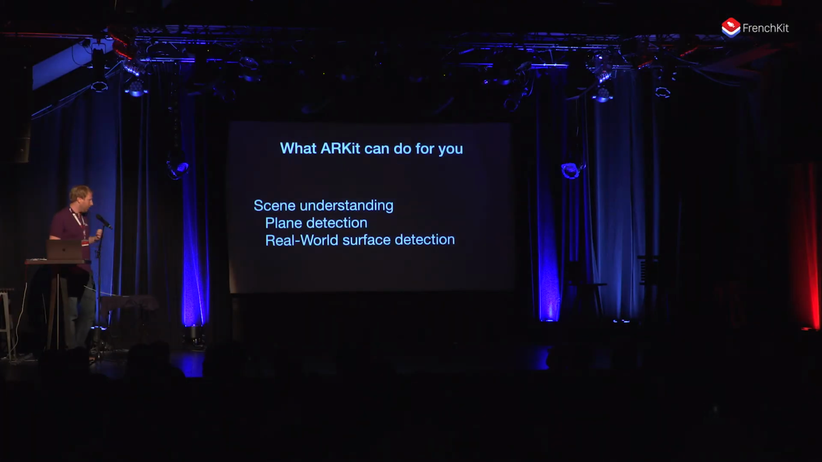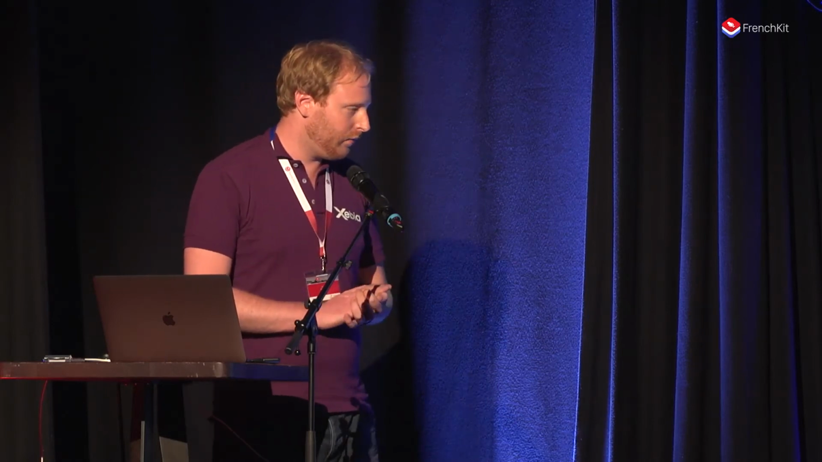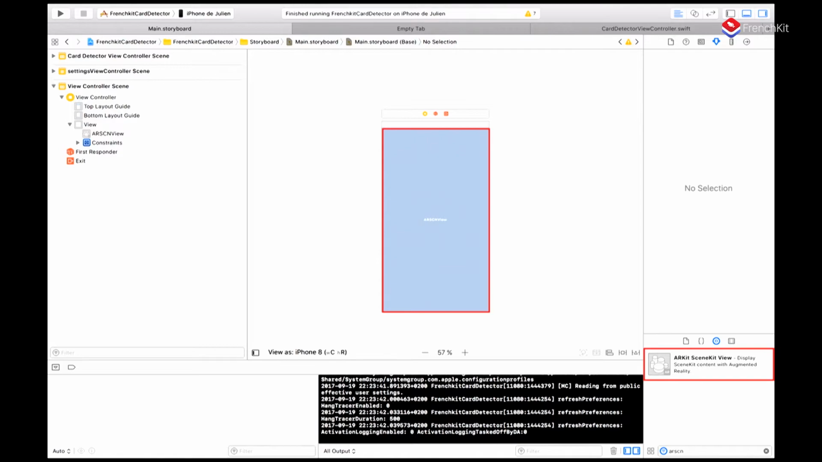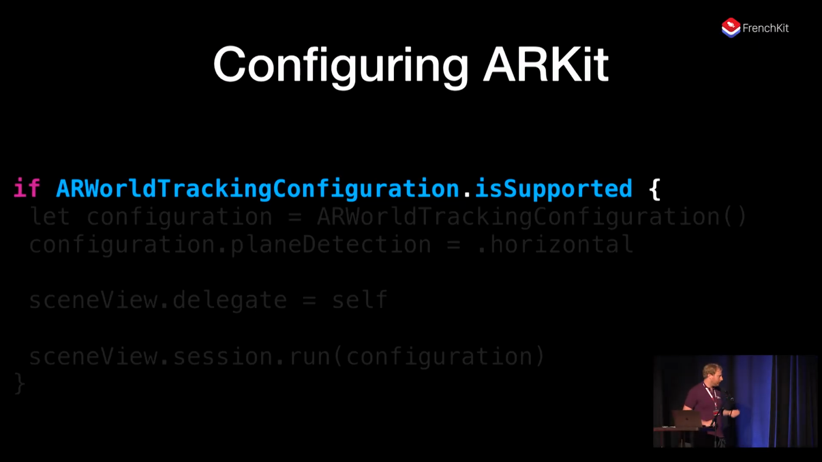What ARKit helps us to do is understand the scene you are filming. For example, it can do plane detection. But more generally, it can detect pretty much any surface you want. So to start playing with ARKit, you just drag and drop an ARSCNView, ARKit SceneKit view, and then you need to do a bit of setup.